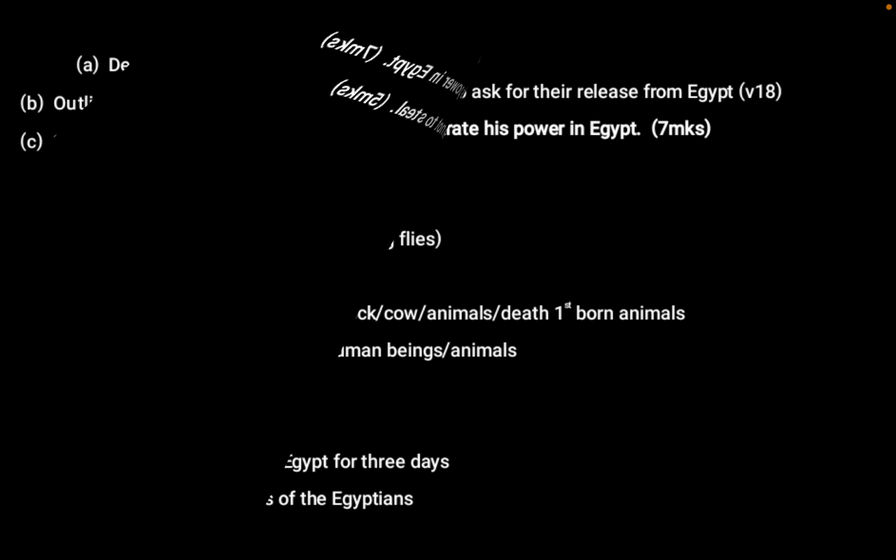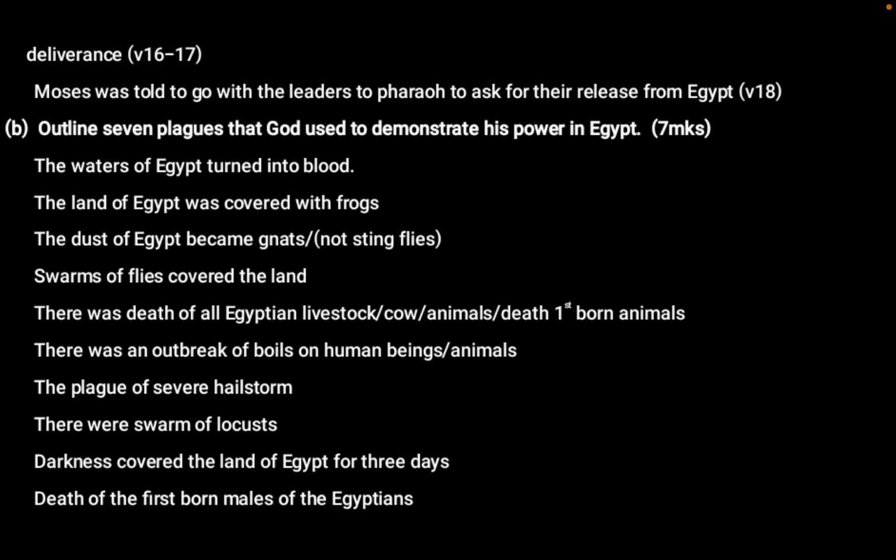About their deliverance. And Moses complained that he was not what? A good talker. He was a stammerer. So he was given who? Yes, he was given his brother who? Aaron.